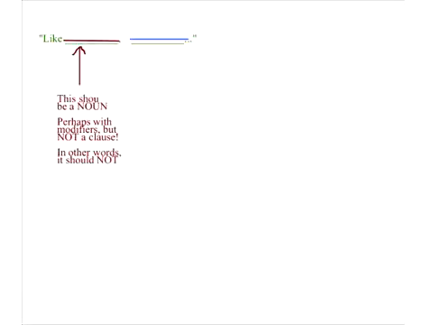It might have modifiers on it. But the point is that it should not be a clause. It should not contain an action. So this should be, I'll fix that typo in a second, this should be a noun, perhaps with modifiers, but not a clause. In other words, it should not be subject plus verb.